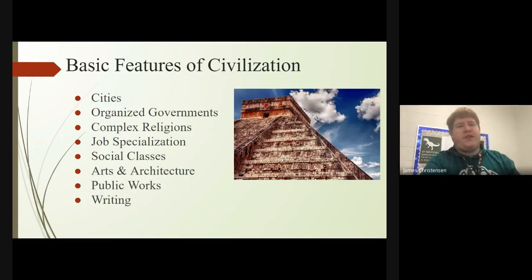So here are some of the basic features of civilization that we look for in most ancient civilizations. Now, we'll go into each one of these in the next couple of minutes, and explain them a little bit more. But just to give you a basic rundown of what is necessary, we have cities, organized governments, complex religions, job specialization, social classes, art and architecture, public works, and writing. These are the basic features that we as historians associate with every single civilization. In order to meet the term civilization, it must check all of these boxes.